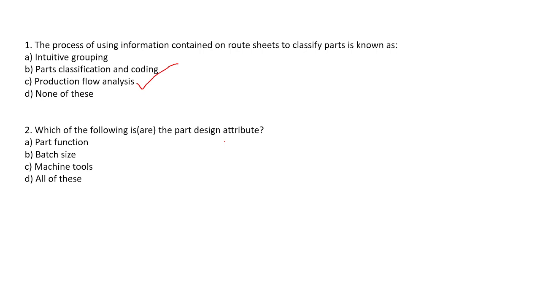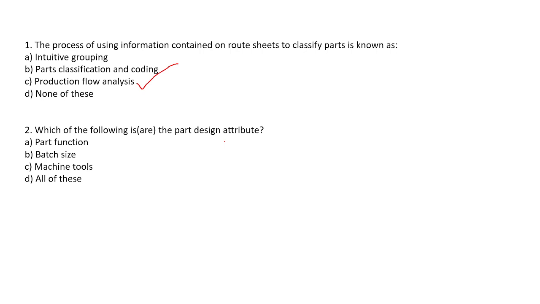So part function is the part design attribute here, rather than batch size and machine tools. So the correct option should be part function, right? Part function is a part design attribute.